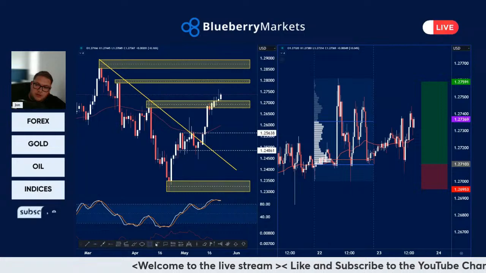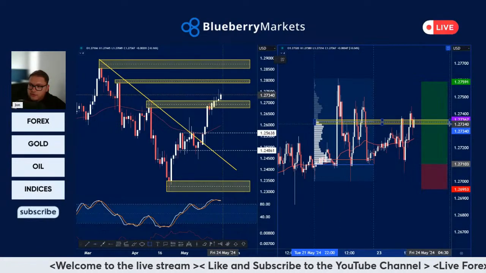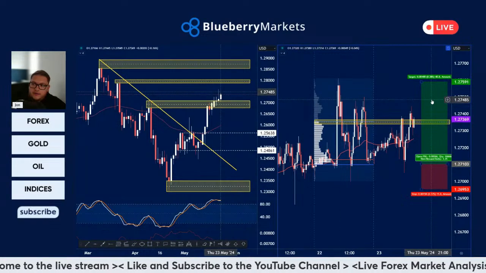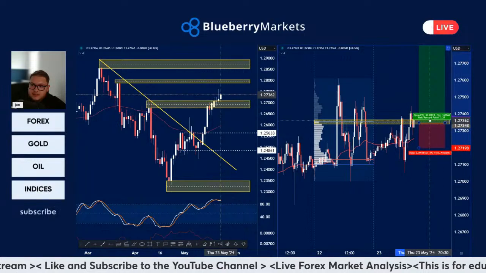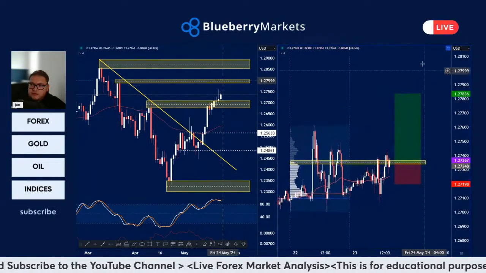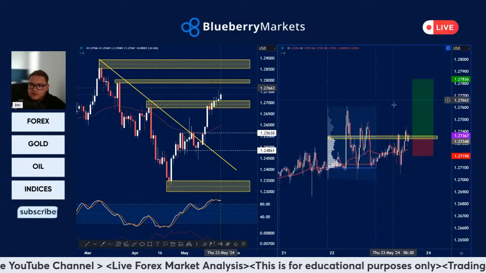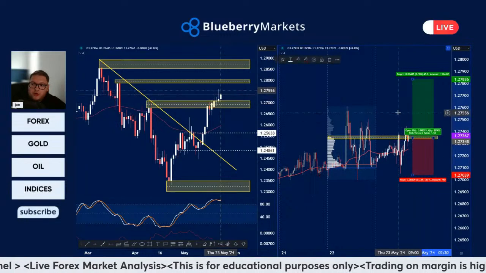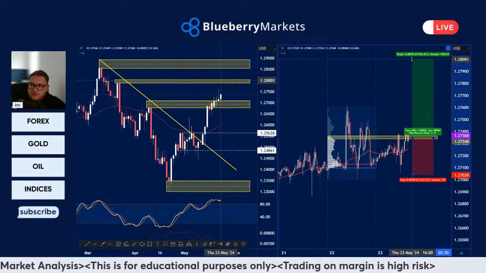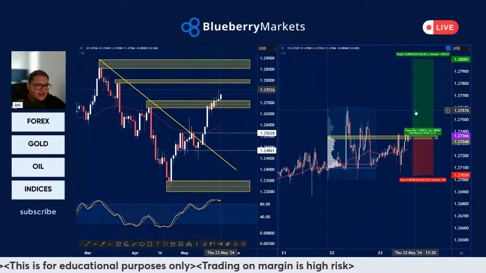So the more interesting area for me right now is a break and retest. The only thing is that our risk reward becomes a little bit swallowed up. Essentially, we have less risk reward to play with at that point in time.